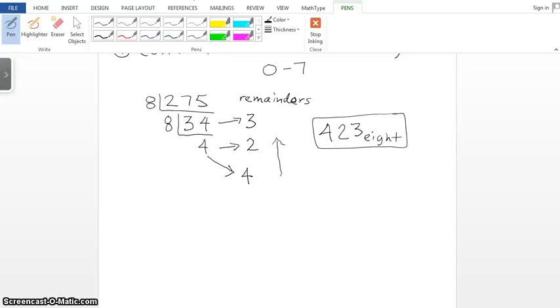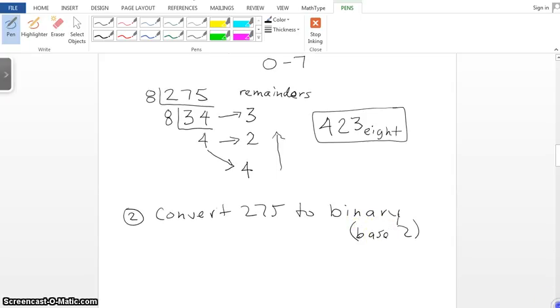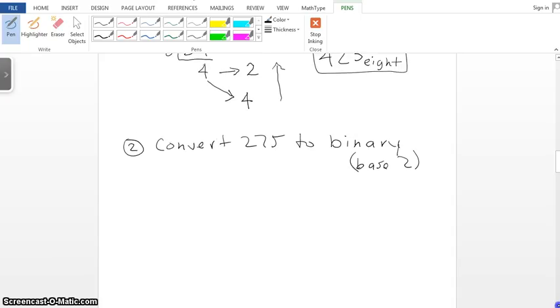Okay, we're converting decimal to these other bases, and we did 275 to octal. Now let's do that same one. Let's still convert the 275 to binary this time. And binary is base 2, if you recall. Alright, so you do the exact same thing as what we did before.